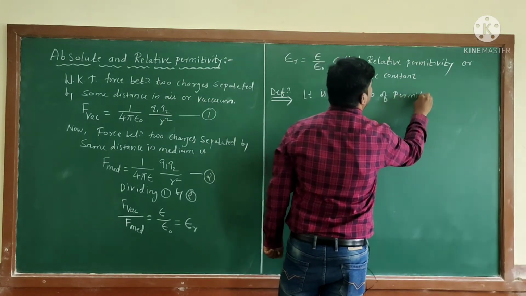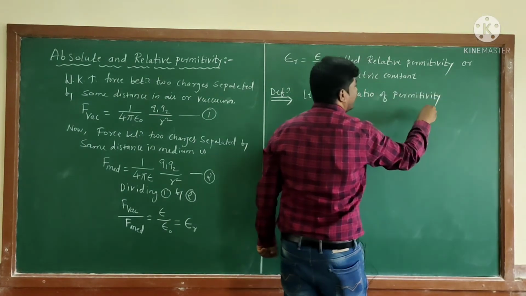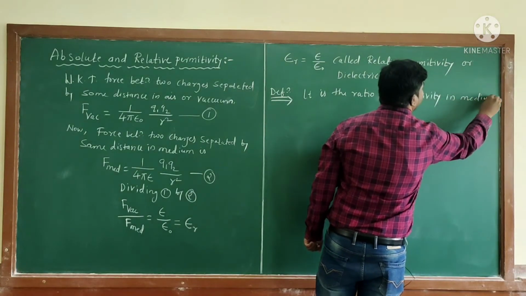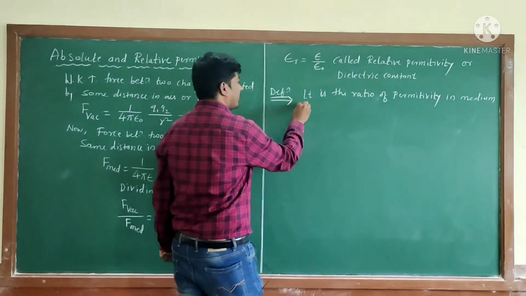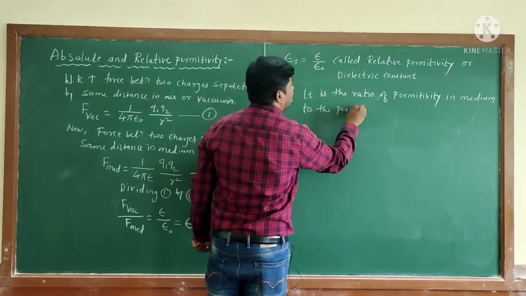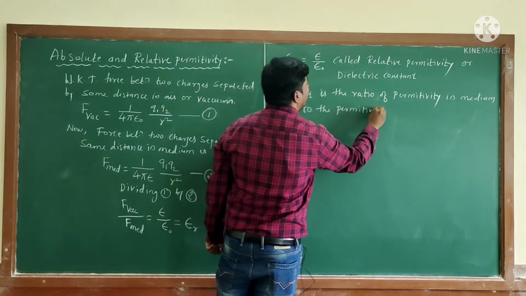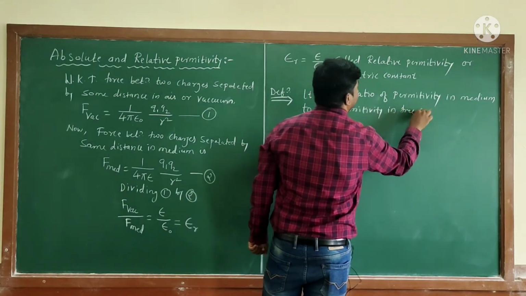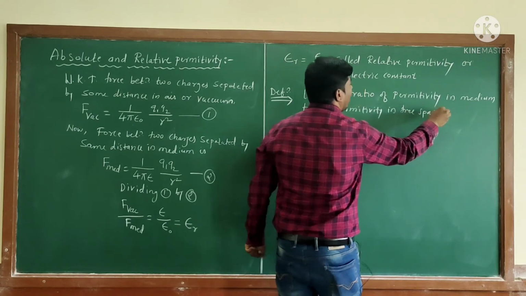It is the ratio of permittivity in the medium to the permittivity in free space or vacuum.